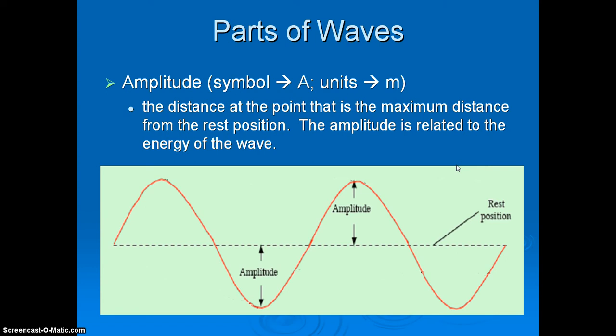One of the parts of a wave is the amplitude, and the amplitude is really just the distance from the rest position of my medium to the highest point, or to the lowest point. It's the maximum distance from that rest position. Notice here that my symbol for amplitude is capital A, and my units of amplitude are meters. It is a distance measurement.